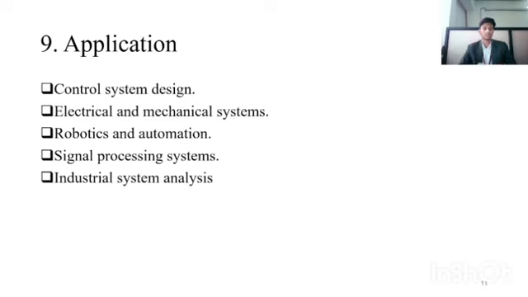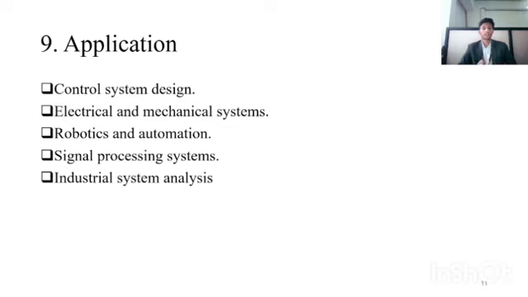I am explaining the application of Routh Hurwitz criteria. So first is control system design. It helps engineers quickly check whether a system will be stable or unstable before implementation. Second is electrical and mechanical systems. It is used to analyze circuits, motors and dynamic systems where stability is critical.